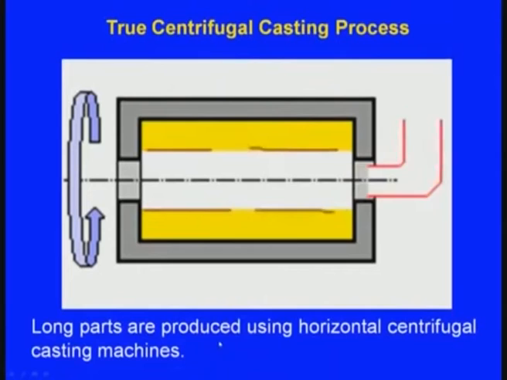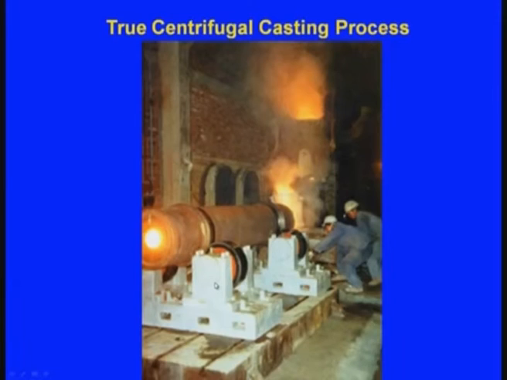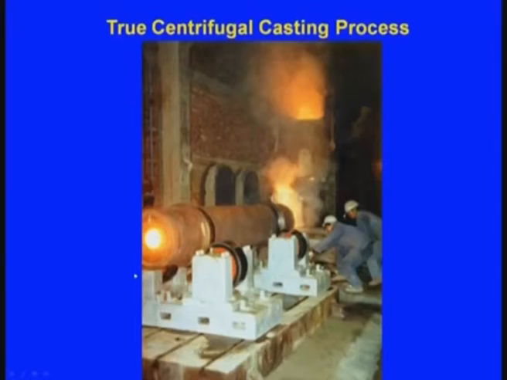So long parts are produced using the horizontal centrifugal casting process, and here this is a photograph of a true centrifugal casting process. Here we can see this is the metallic mold, and this is the ladle through which molten metal is coming to the cylindrical metallic mold, and these are the bottom rollers, here is one roller and here is another roller. On the other sides also there will be two rollers, and at the top also sometimes there will be rollers, and as these rollers are rotating, the metallic mold will be rotating. It is at that time the molten metal will be entering into the cylindrical metallic mold.